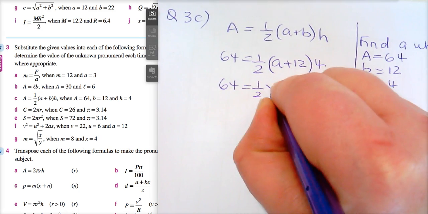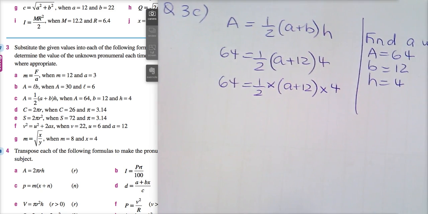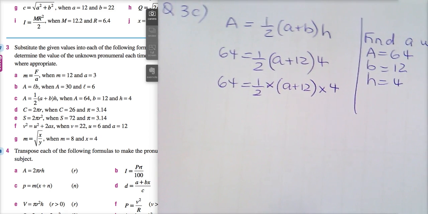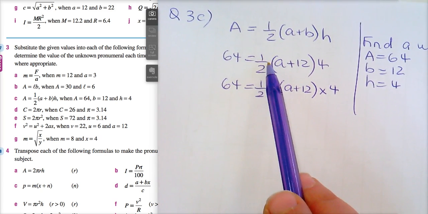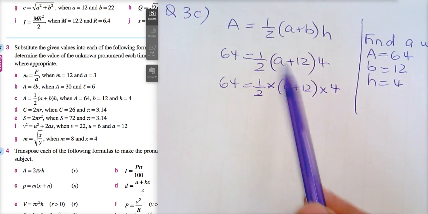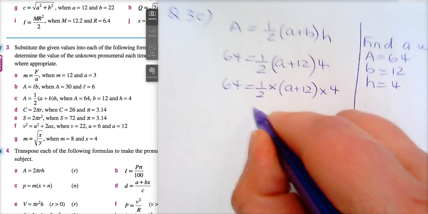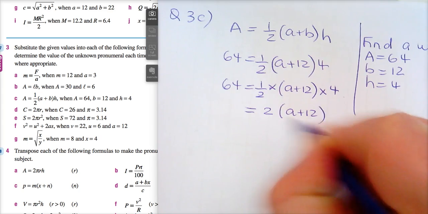64 equals a half times A plus 12 times 4. Girls, if I ask you to multiply 3 things together, it doesn't matter the order in which you multiply. So looking at that right-hand side, what do you think you should multiply? The half and the 4. Multiply them together. So girls, 64 equals a half. Half bracket means half times the bracket. Half times 4, that's right. Half times 4 is 2. Bracket A plus 12. Good.